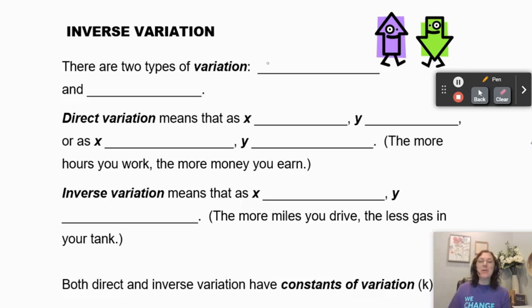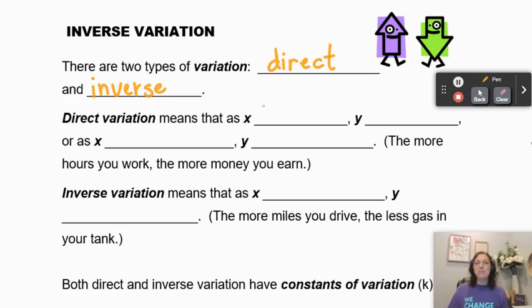Now, as I mentioned, there are two types of variation. We have direct variation, which is where we're going to focus most of our time, but we also have inverse or indirect variation. Now, let me explain the difference between the two before we look at a couple of examples.